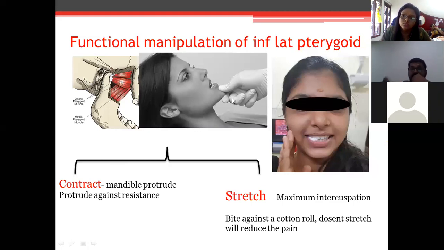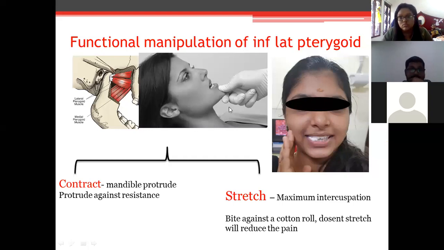And you keep a cotton roll. If you don't have a tongue depressor or all those things, then you can keep a cotton roll on one side and ask the patient to clench. If the patient clenches, sometimes this patient is having pain in the masseter region. So that's why she is pointing to that side. She doesn't have pain in the inferior lateral pterygoid muscle while she clenches on the cotton roll.